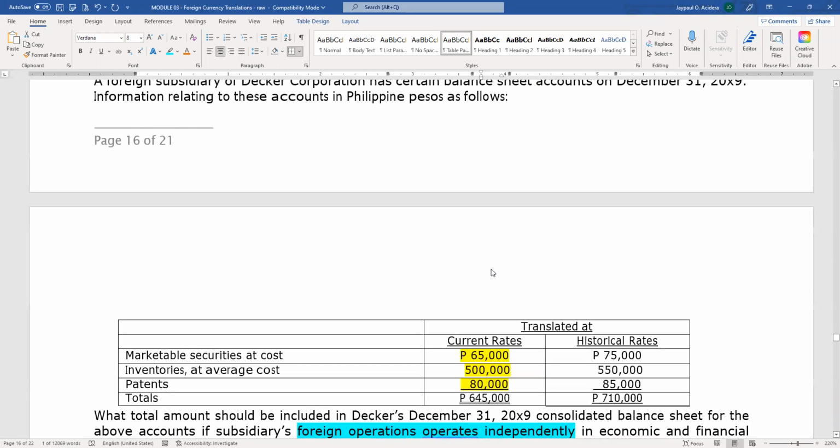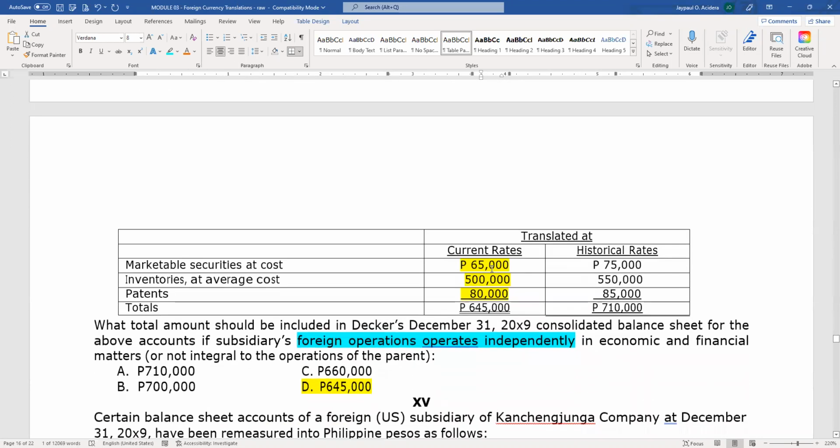Decker Company, okay, kailangan nyo munang identify anong method yung gagamitin ninyo. So there are two ways to identify kung anong method. First is to check yung foreign operations. So for example, dito sabi niya, foreign operations operates independently. Okay, so yung first way natin, ma-identify na natin siya, di ba? Kasi kapag independent yung foreign operations, that means method 1 yung gagamitin or yung closing or current rate method.